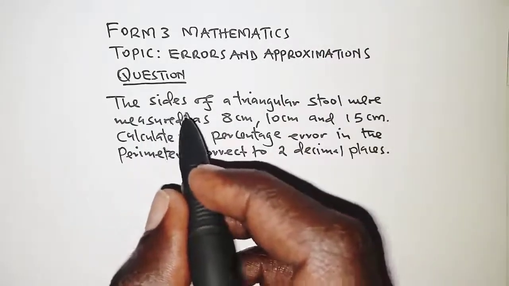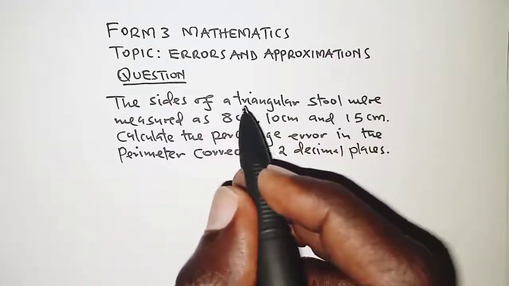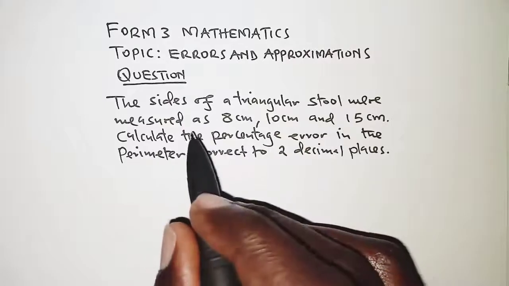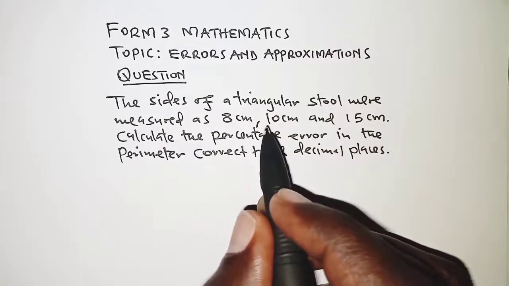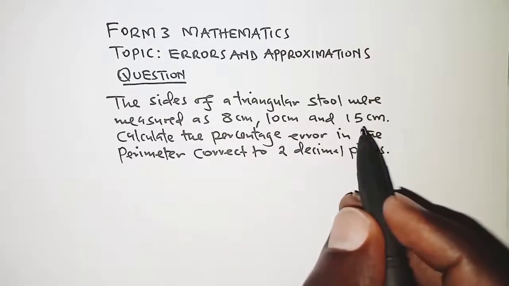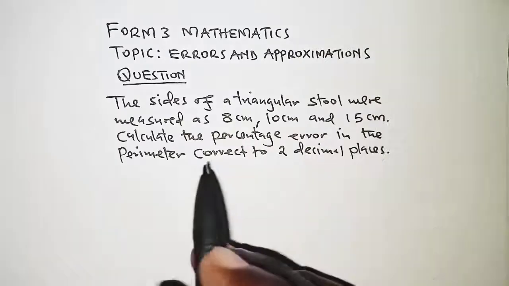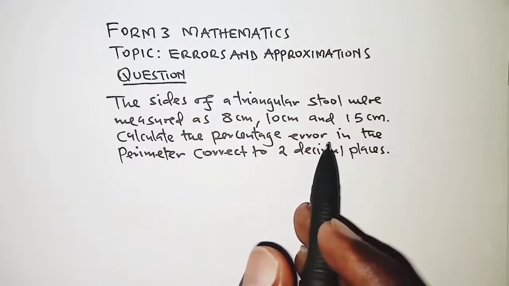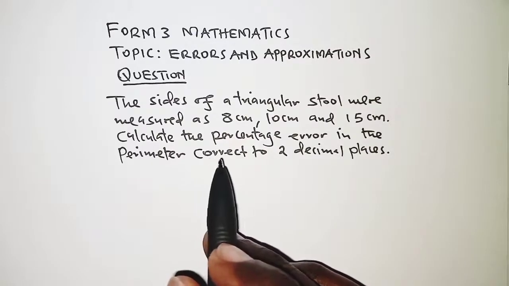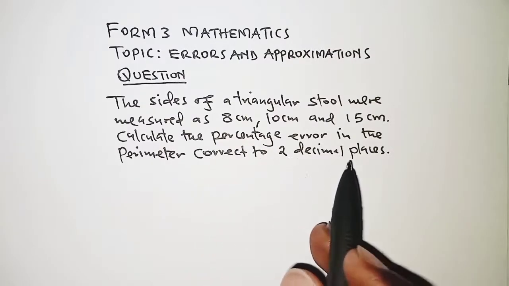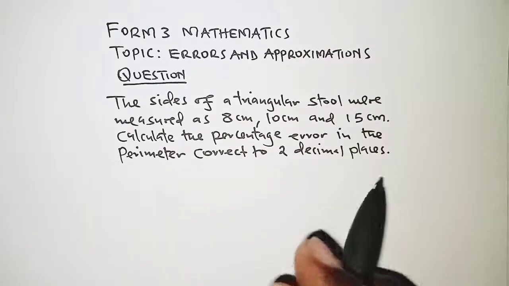The question reads, the sides of a triangular stool were measured as 8 centimeters, 10 centimeters, and 15 centimeters. Calculate the percentage error in the perimeter correct to 2 decimal places.